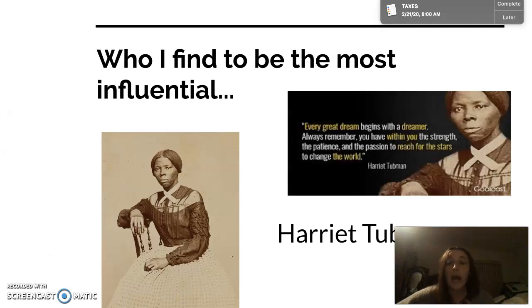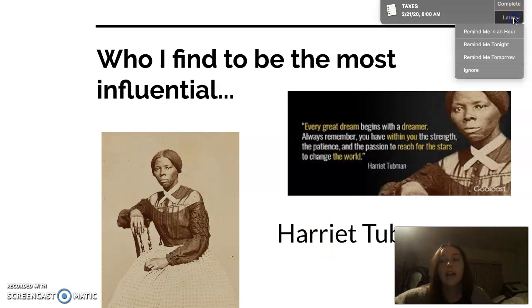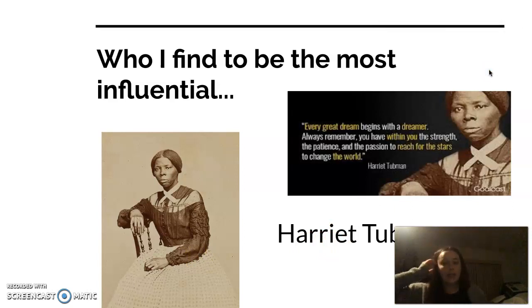Who I find to be the most influential is going to be Harriet Tubman. She has a great quote right here that I absolutely love and appreciate, and I kind of live by every single day. It says, "Every great dream begins with a dreamer. Always remember you have within you the strength, the patience, and the passion to reach for the stars to change the world." I absolutely love that. I think that's a great quote that we need to live by every single day. So let's go ahead and move on to the next one.